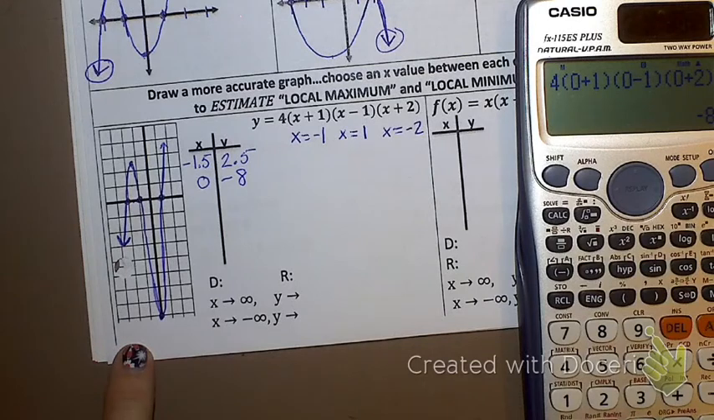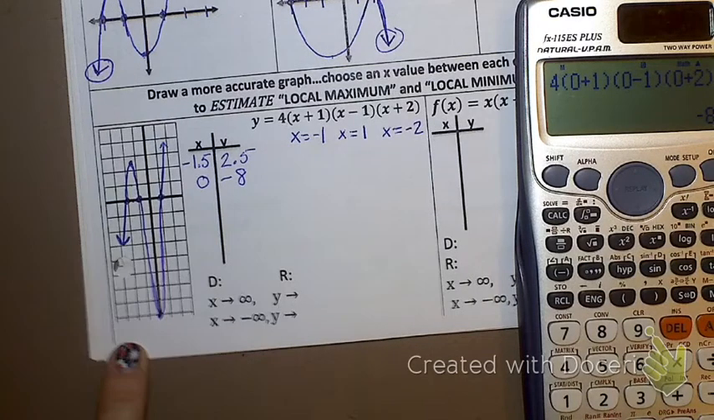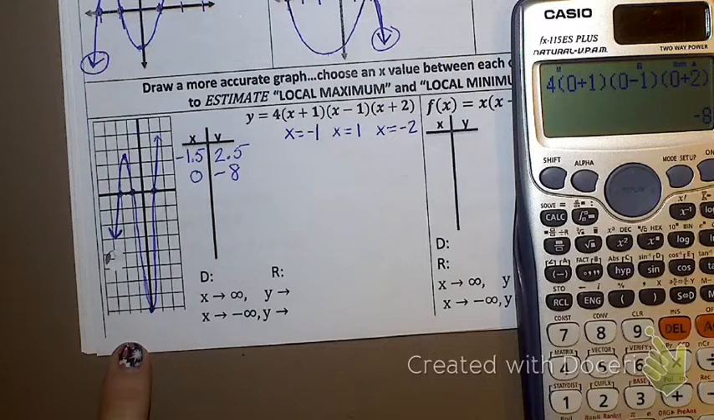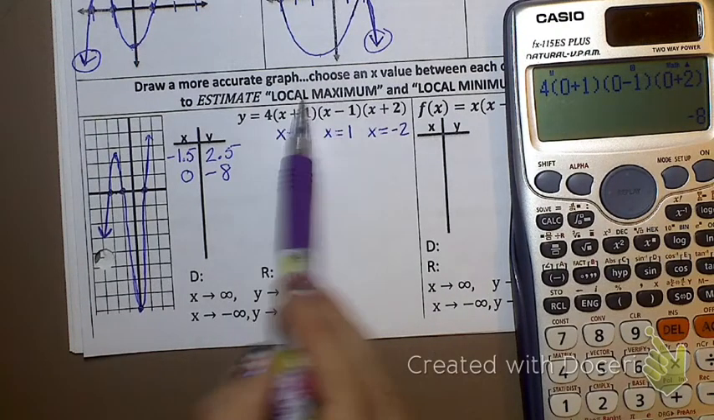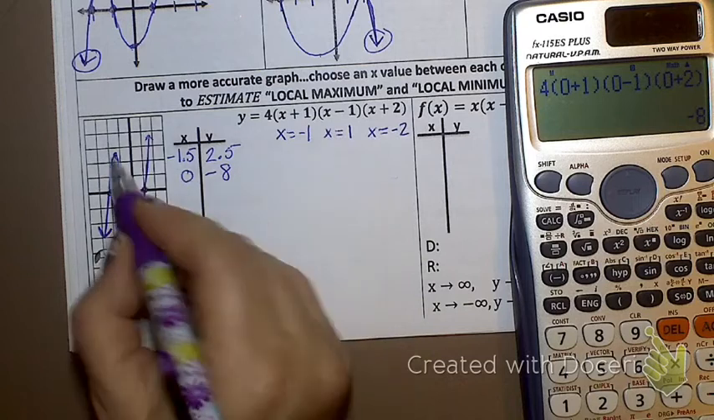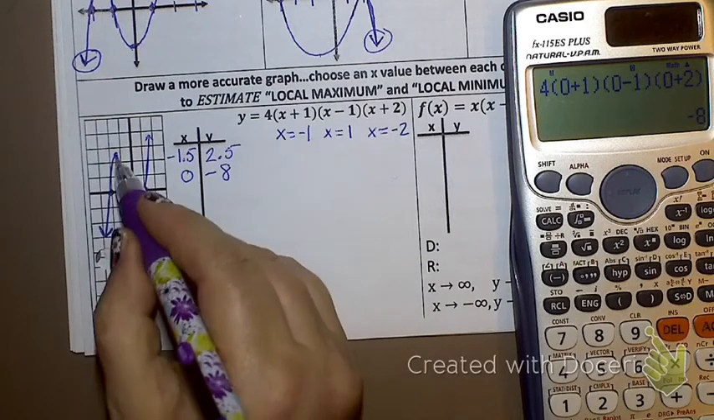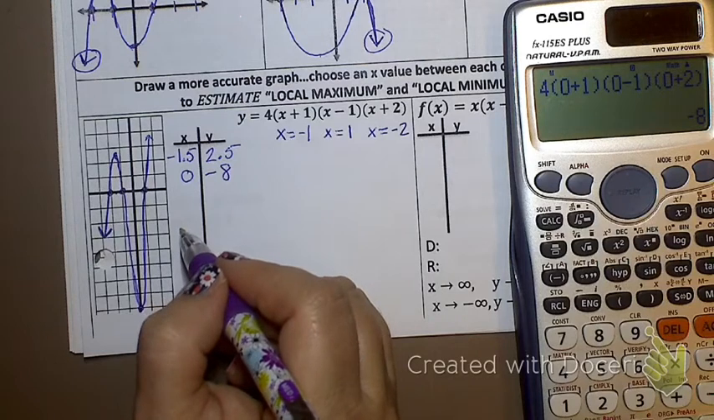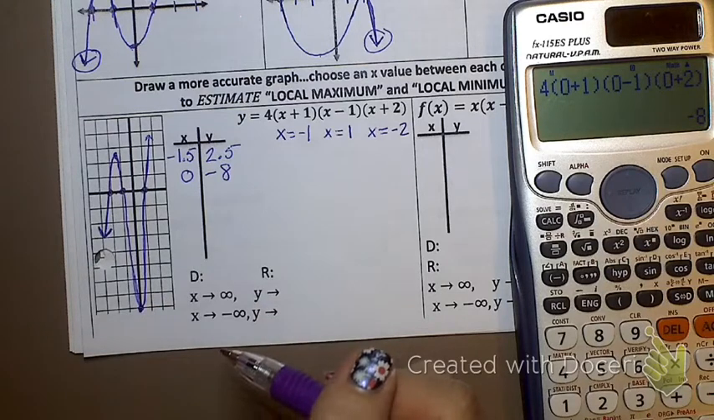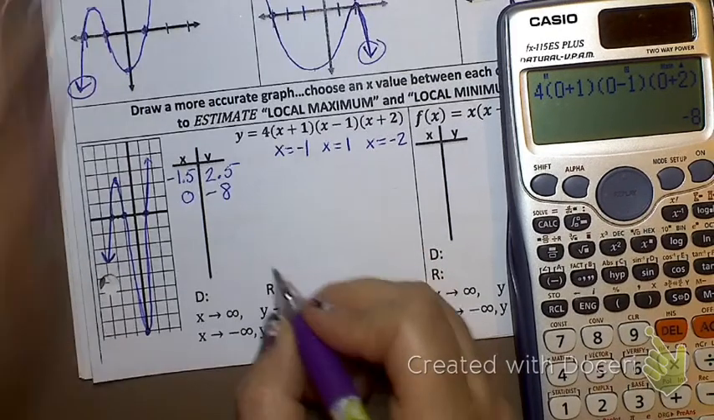Okay? Yes? On the test or quiz, is he going to tell us to do that? The instructions will say something about estimating a local maximum or a local minimum. That's what we call these right here. And there will be an XY chart provided, so that will be your indicator. If it doesn't, we don't have to do that. Right. Okay. All right, so let's look at this.